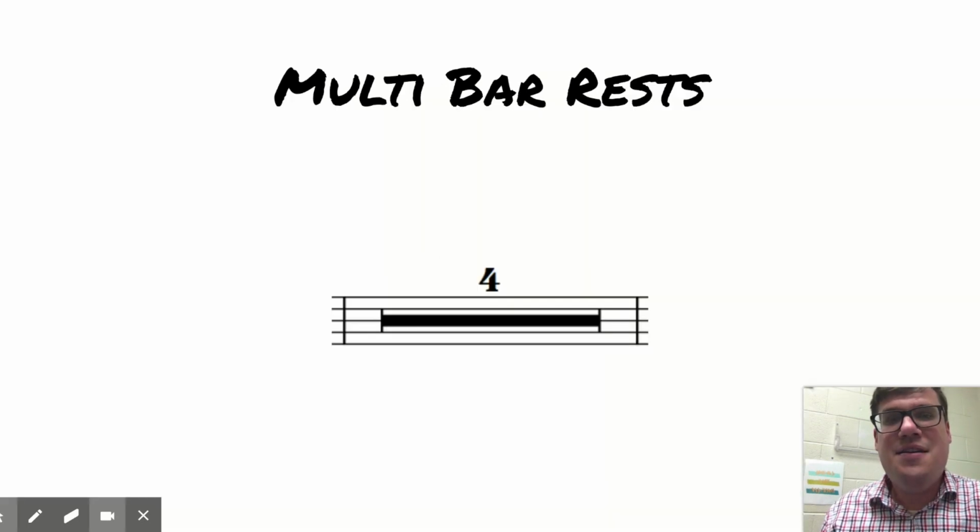Multi-bar rests. This is just an easy way to condense many bars. So if it was in 4/4 time, you would count 1, 2, 3, 4, 2, 2, 3, 4, 3, 2, 3, 4, 4, 2, 3, 4. If you were in 3/4, you'd count 1, 2, 3, 2, 2, 3, 3, 2, 3, 4, 2, 3. It's just an easy way to make sure that you don't make mistakes.